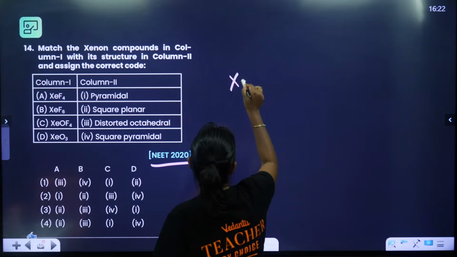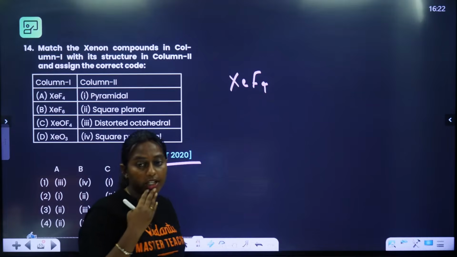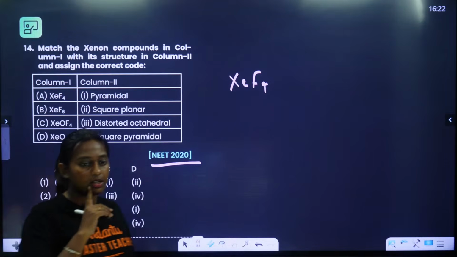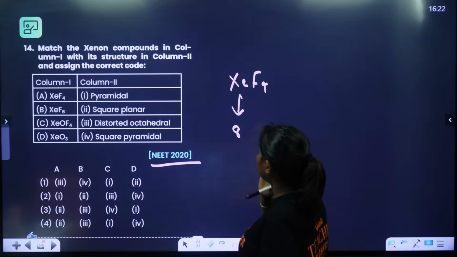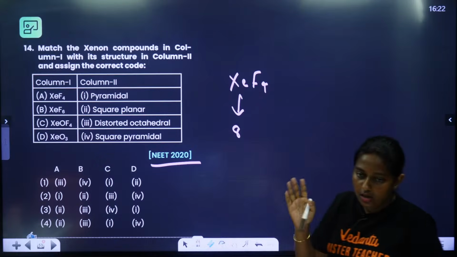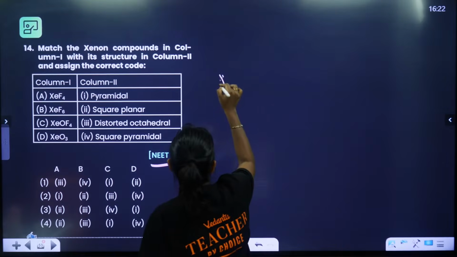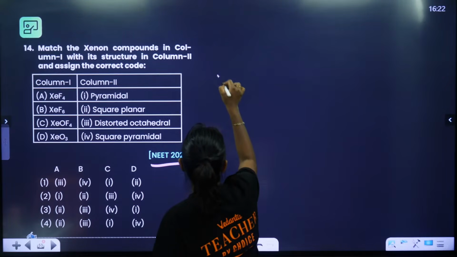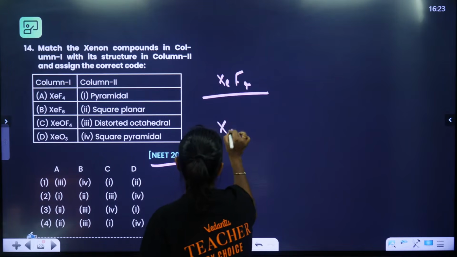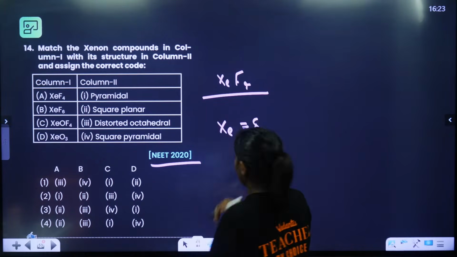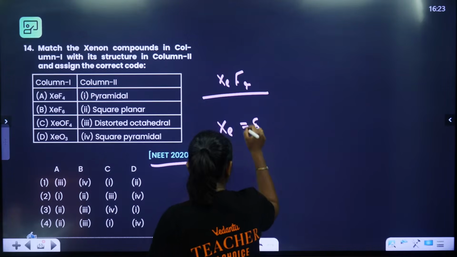So when you consider XeF4, xenon's outermost shell contains 8 electrons, okay. It is an inert gas, so it contains 8 electrons. So when you consider XeF4, you will get Xe with 8 electrons in the outermost shell. So 4, okay, bond pair.